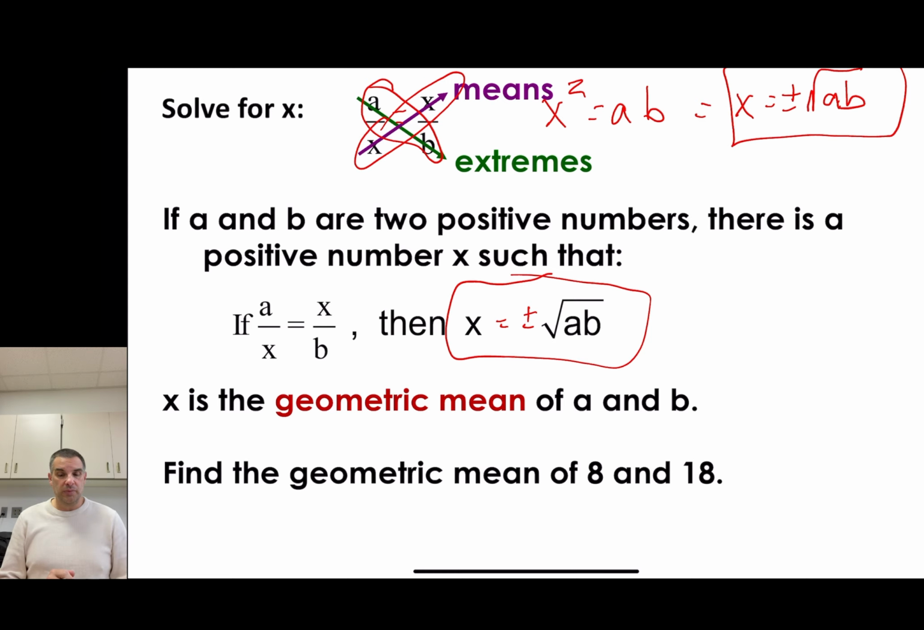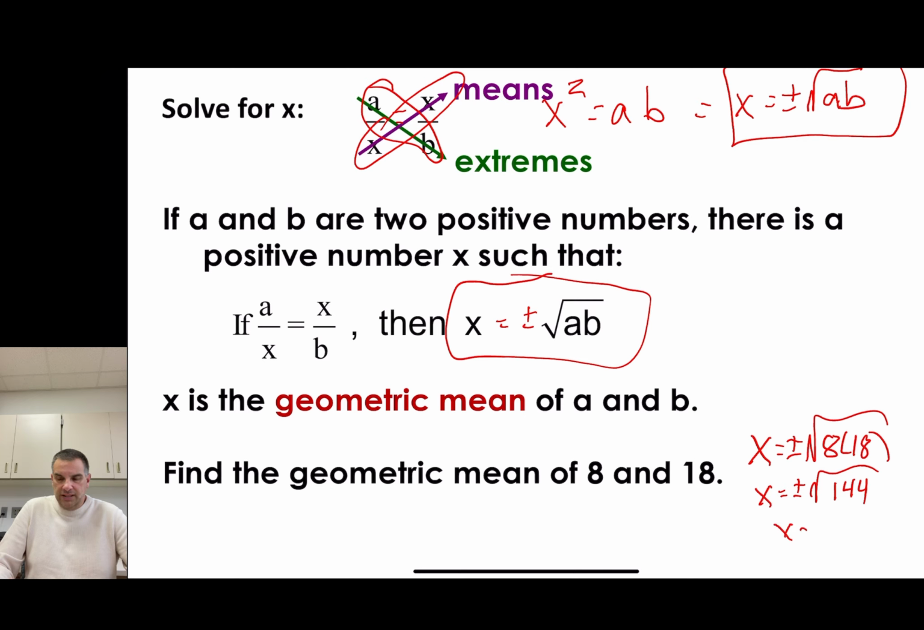So if we're going to find the geometric mean of 8 and 18, we're going to say x is equal to plus or minus the square root of 8 times 18. If we take 8 times 18, that gives us 144. So x is equal to plus or minus the square root of 144, which is 12 and minus 12. So that's the geometric mean of 8 and 18. So x is equal to plus or minus 12.